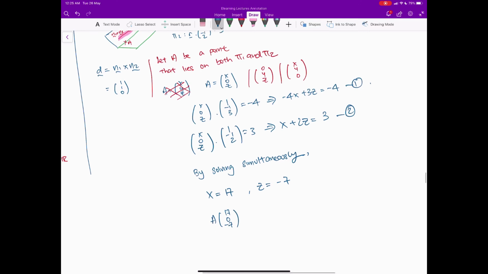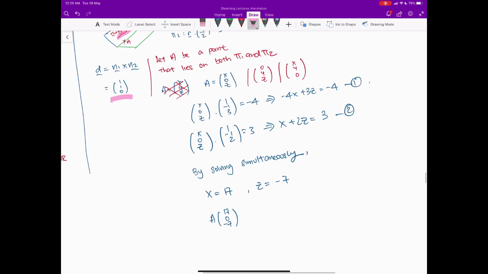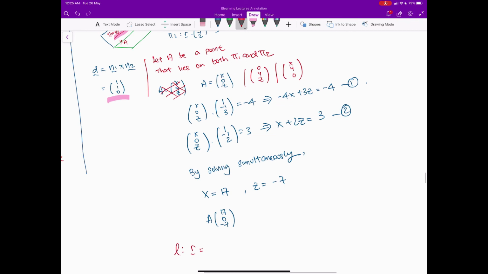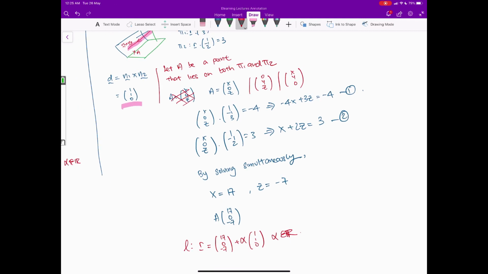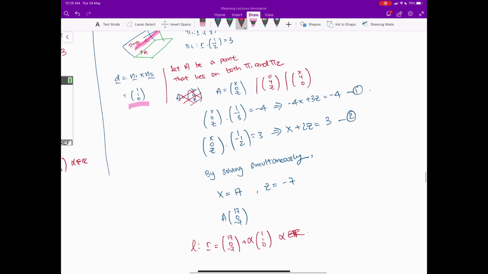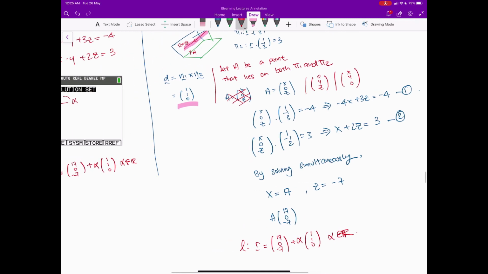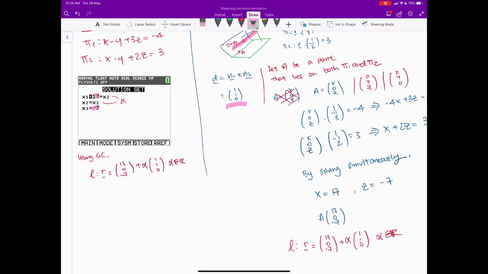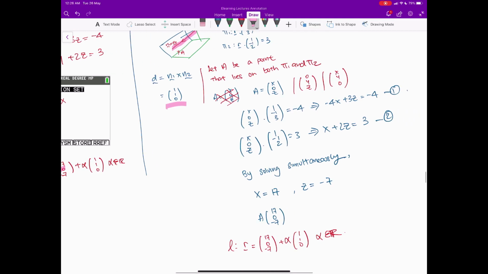I will have the direction as well, which I found previously. My line of intersection will immediately be L: r equal to (17, 0, -7) plus lambda (1, 1, 0). Same thing, we have used lambda already, so let's not use lambda; use alpha (1, 1, 0). So this is the non-GC method. Please take note, you have to learn how to do this method as well. That's just a quick reference back to our GC method. You do realize that the GC actually also takes one of the points with y equal to 0. So essentially your GC is doing the same thing as your non-GC method, which is the algebraic method.